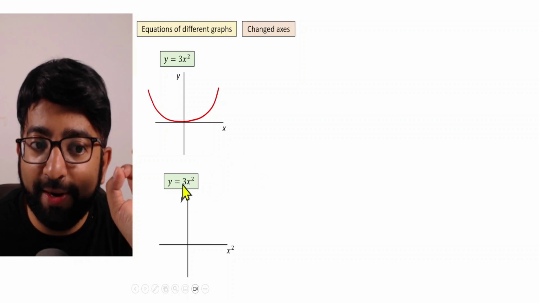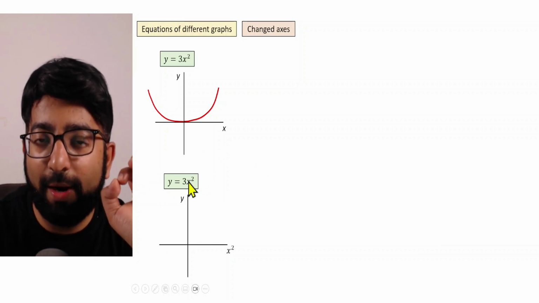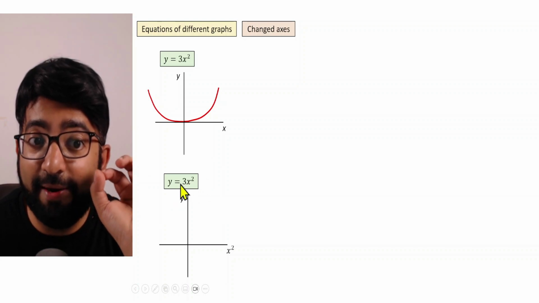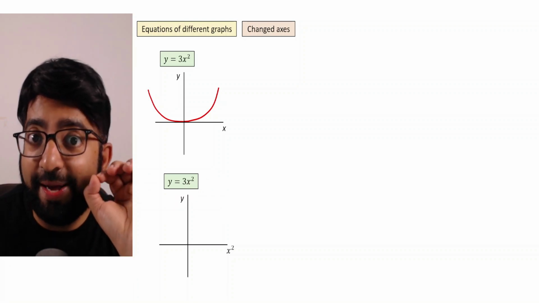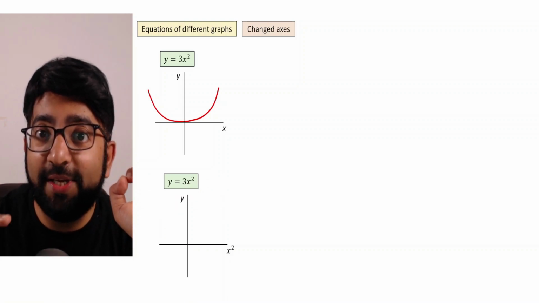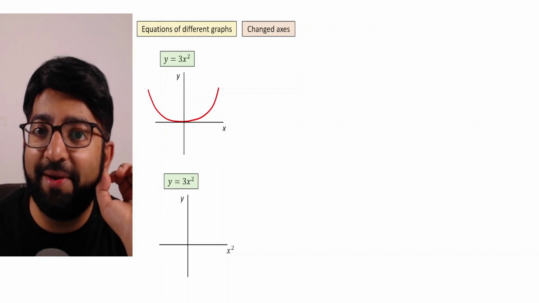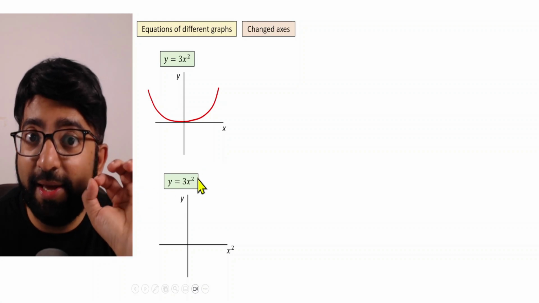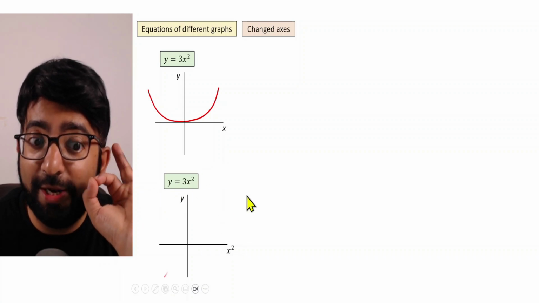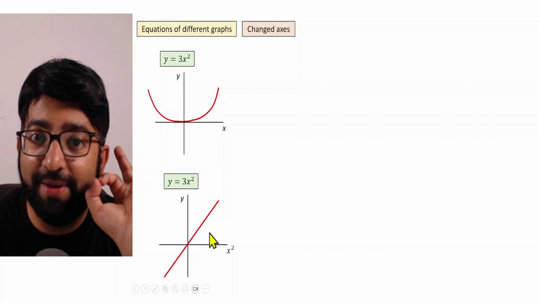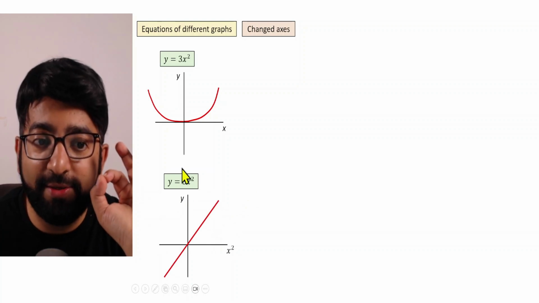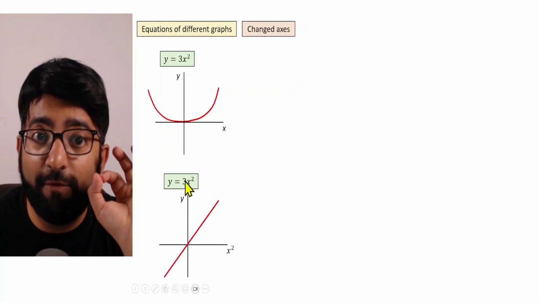How do we do that? If I take x squared to be some other parameter, let's say t, so you will get y is equal to 3t. Now y is equal to 3t is of the form y is equal to mx plus c. And remember, y is equal to mx plus c was a straight line. And hence, in this case, y is equal to 3x square will be a straight line, as you can see, but this line is having a positive gradient since the coefficient of x square was positive.